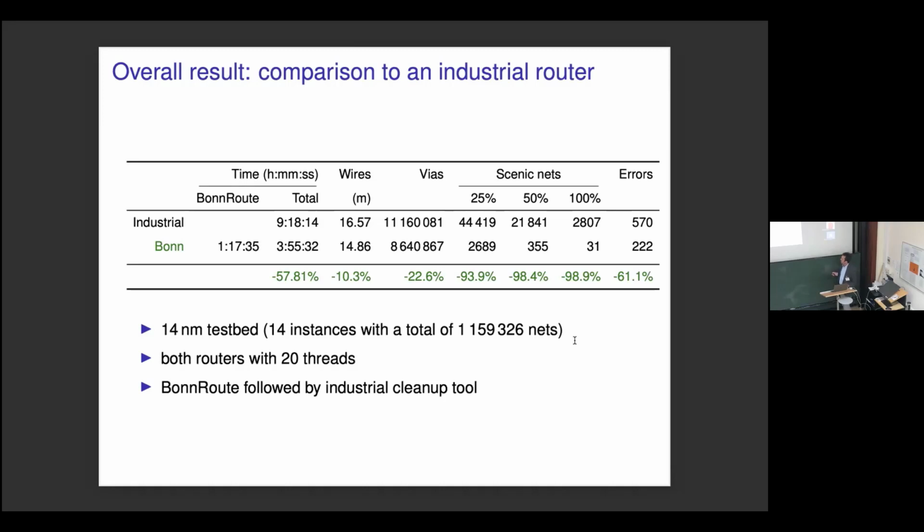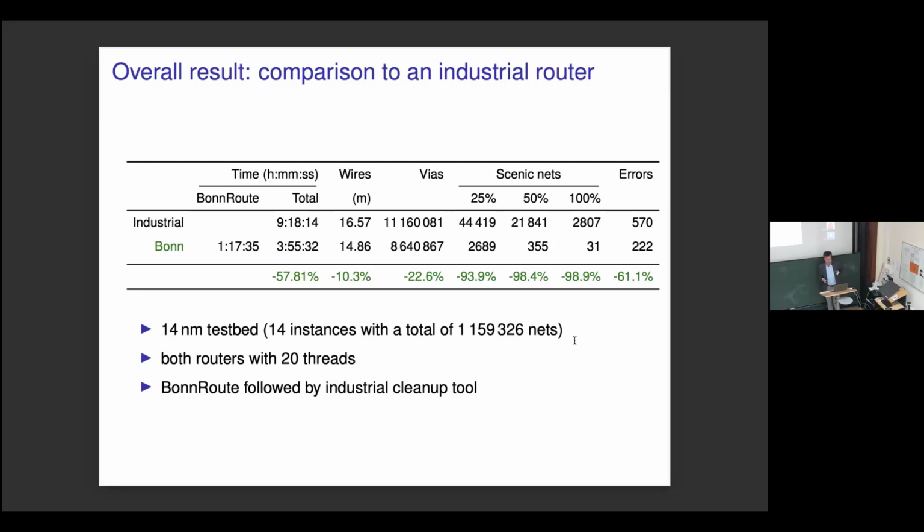But even in total, that's the total time, even 2 hours and 45 minutes or so with cleanup. And you see the overall result is we save 10% of the wire length, which is really a lot. Even if you save 1%, they would already be very happy. Here we save 10%, which is huge, and more than 20% of the vias, and also the number of detours. So a scenic net, 25%, would be a net that is more than 25% longer than an optimum Steiner tree. And so we decrease those.